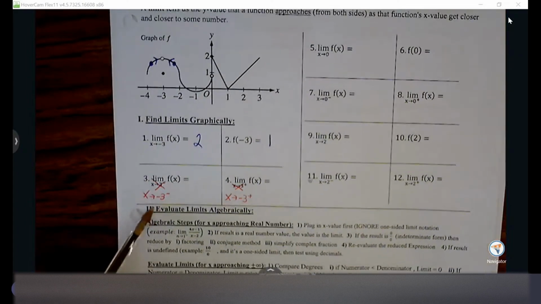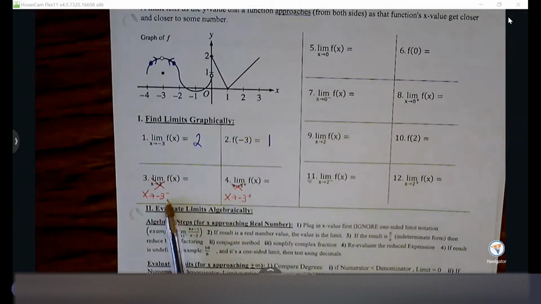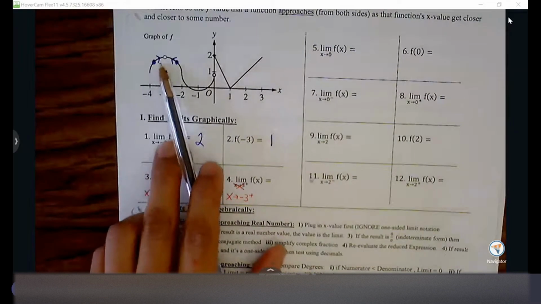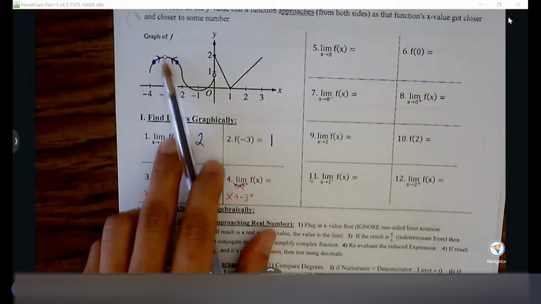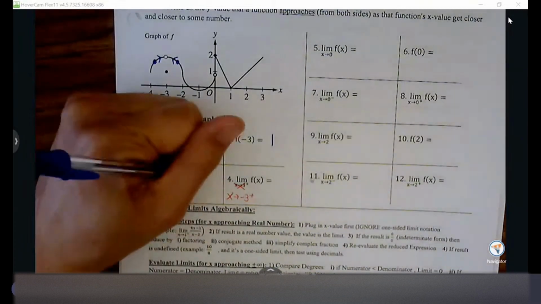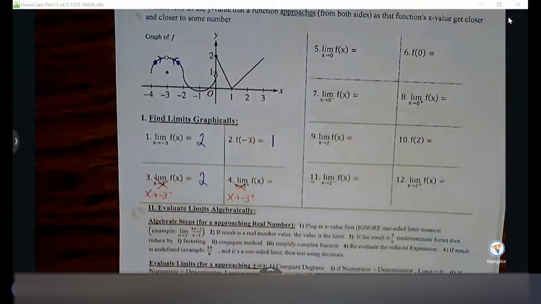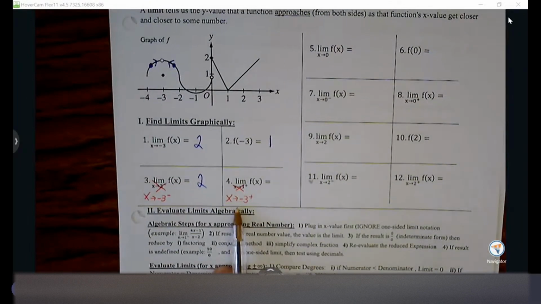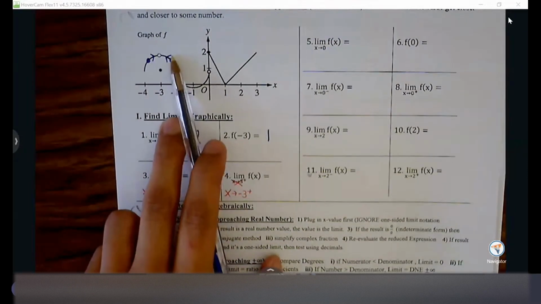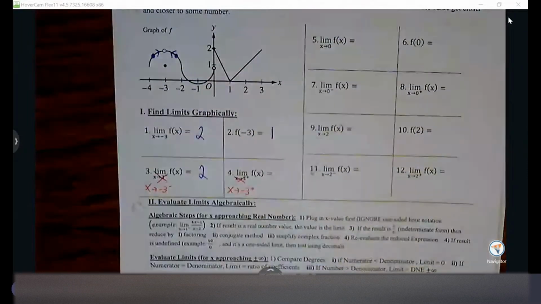So number 3, limit as x approaches -3 from the left side of -3. What this is referring to is just this arrow on the left side, right? And here, that arrow is headed towards 2, so that's the one-side limit. One-side limit is where we just are looking at the behavior of one of the arrows. For number 4, approaching -3 from the right side of -3, that means we're following this arrow towards -3, and that's also headed towards 2.